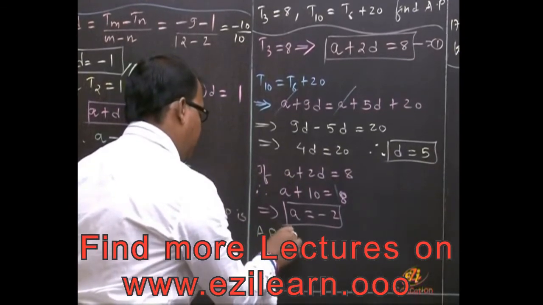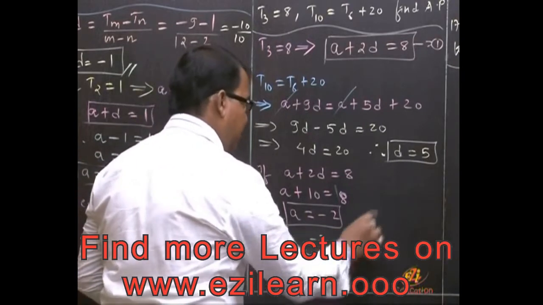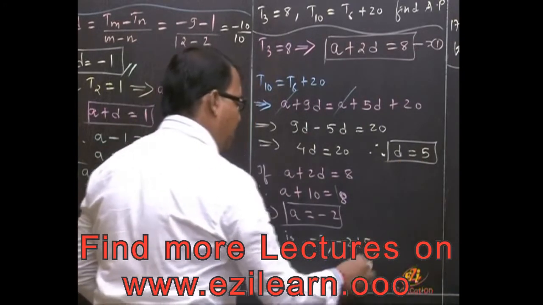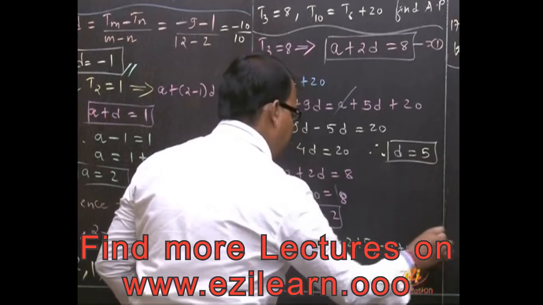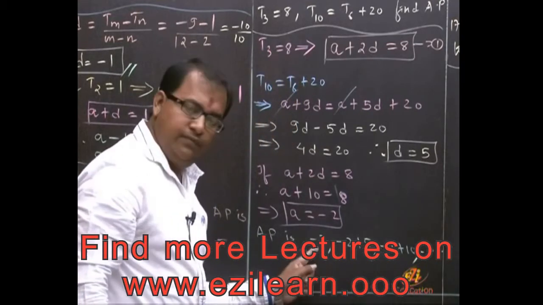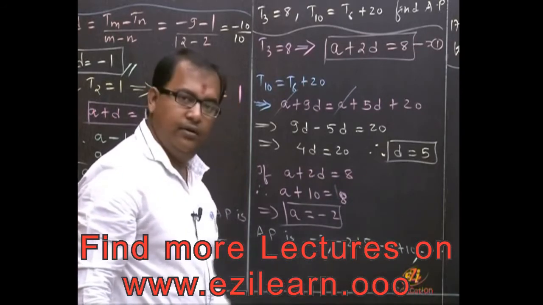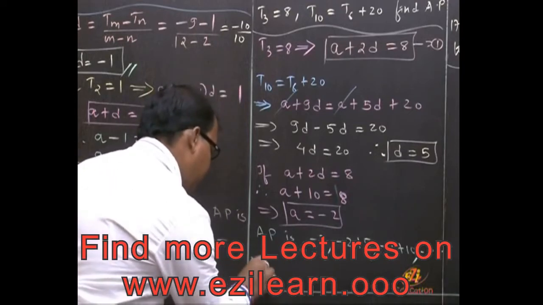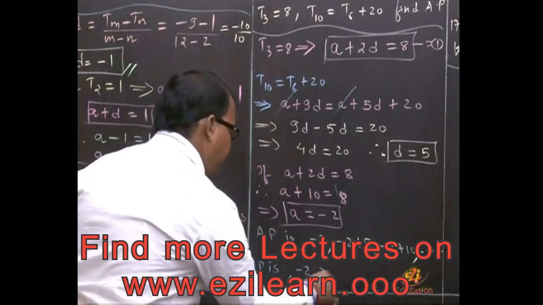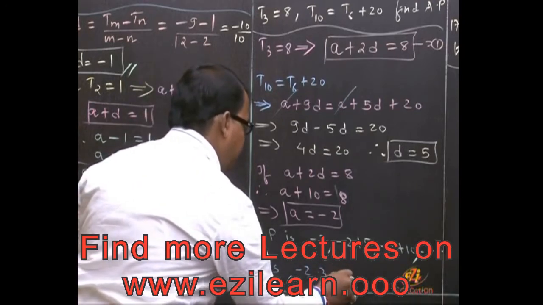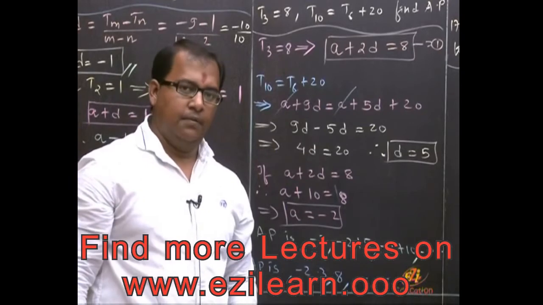AP is first A, plus 2D, A plus D, A plus 2D, A plus 3D, and so on. First term will be A, next term will be A plus D, third term will be A plus 2D, and so on. So AP is minus 2 plus 3 plus 8 and so on.